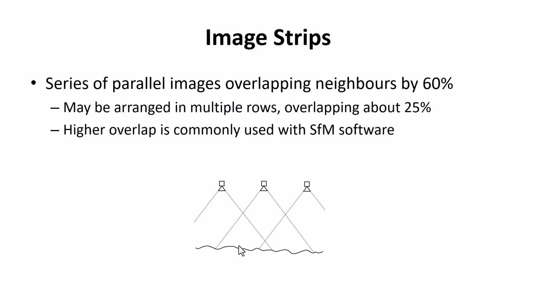A kind of minimum overlap you need is illustrated there: 60% along a line of photos, and maybe 25% between rows. If you're using drone imagery with structure from motion software, higher overlap is typically used. You're probably looking at around 75 to 80% overlap. And it's easy to achieve. It's fast to take hundreds or thousands of photographs with a drone with plenty of overlap of the area of interest.